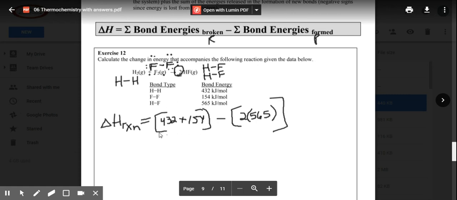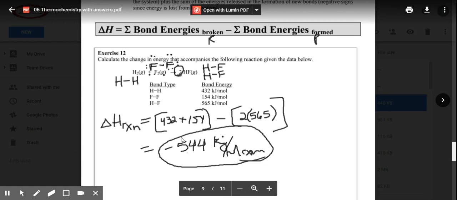So I take this overall quantity minus this overall quantity. And from there, you should get delta H of the reaction is equal to negative 544 kilojoules per mole reaction. Again, just like I've said before, make sure you always put your units down because they might not give you your point if you don't have the correct units involved. So the delta H of this overall reaction is equal to negative 544 kilojoules per mole reaction. So this overall reaction is exothermic because of the negative delta H sign.